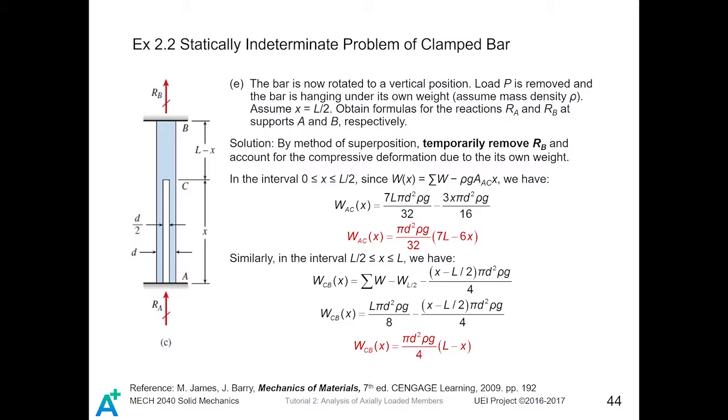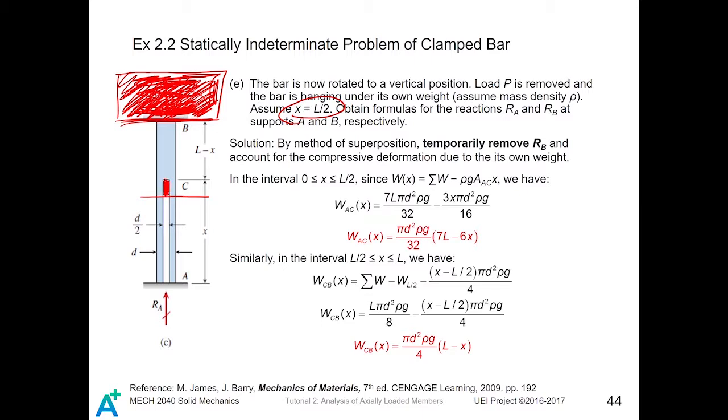First, we remove RB from our analysis, and B will become a free end at this moment. So we completely forget about RB for now. Now this bar has a free end, B, which is here. As we can see, since x equals L over 2, that means in the middle of this bar, this part will become solid instead of hollow.